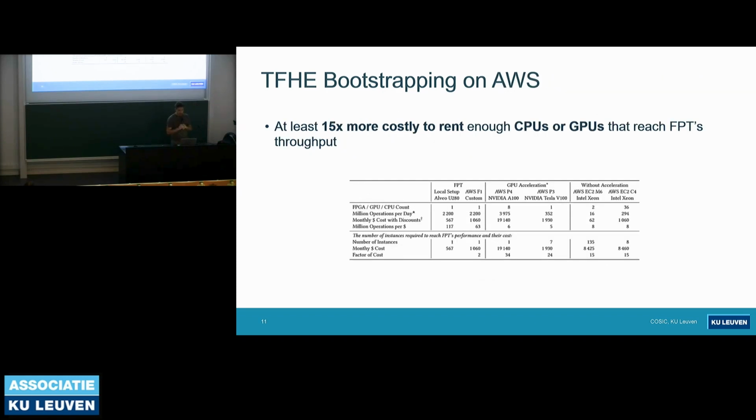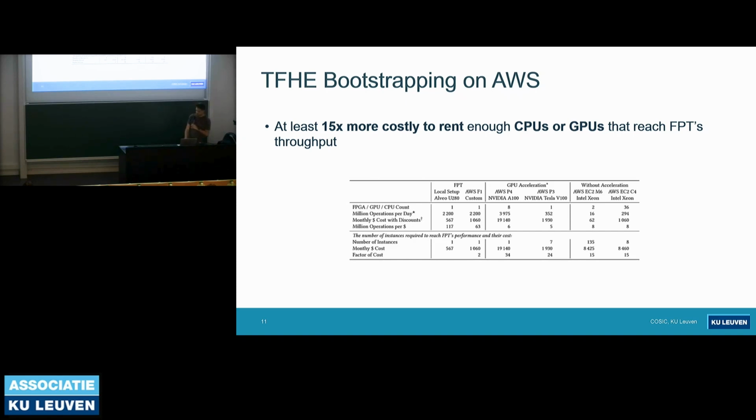So we did a second experiment where we evaluated TFHE bootstrapping on AWS. So this is on the Amazon cloud. What we did there is we took the bootstrapping throughput of our architecture, FPT, as the baseline, and we calculated how many CPU or GPU instances you would need to rent to achieve similar throughput. The main conclusion there is that you would need to pay at least 15 times more to achieve the throughput of FPT.